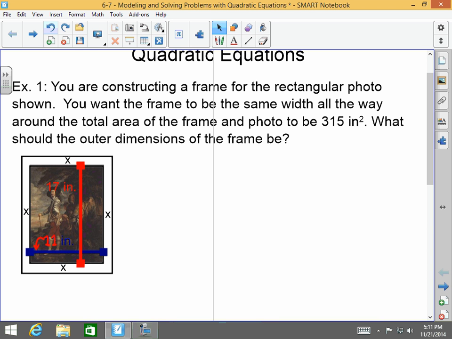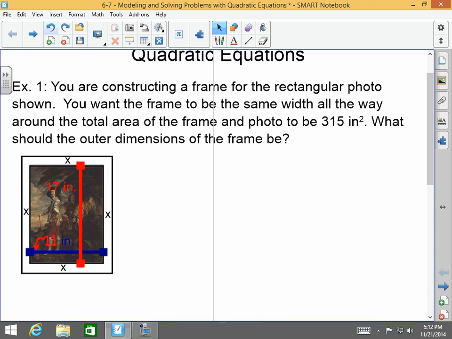You're constructing a frame for a rectangular photo shown. This happens all the time, guys. Happens at all sorts of arts and crafts stores. Some people make a living, a very good living actually, from making frames and different kinds of furniture and cabinetry and stuff like that, called carpenters. Anyways, you want the frame to be the same width all the way around. The total area of the frame and photo, okay, to be 315 inches squared. What should the outer dimensions of the frame be?